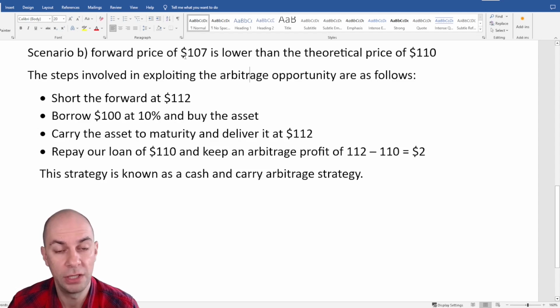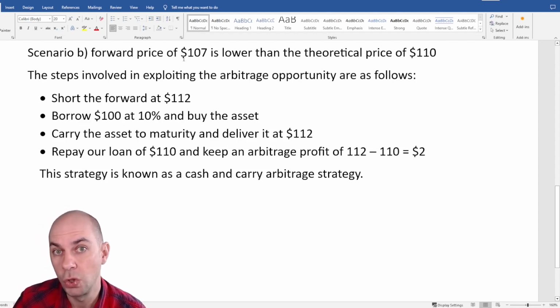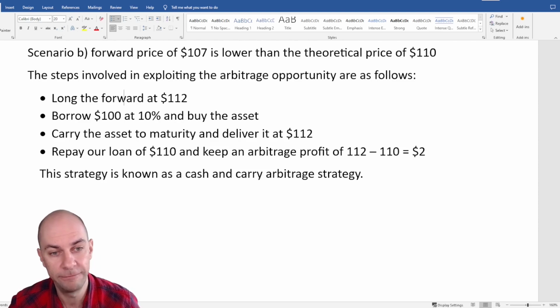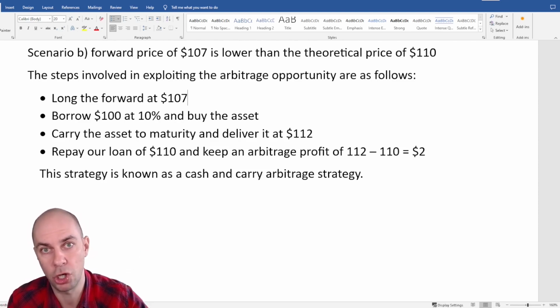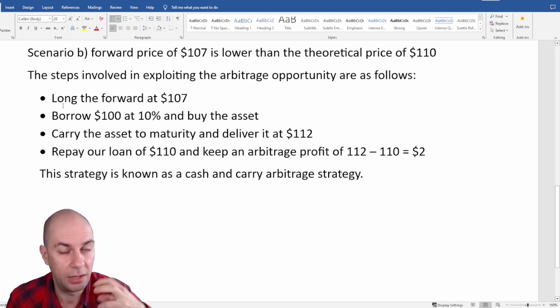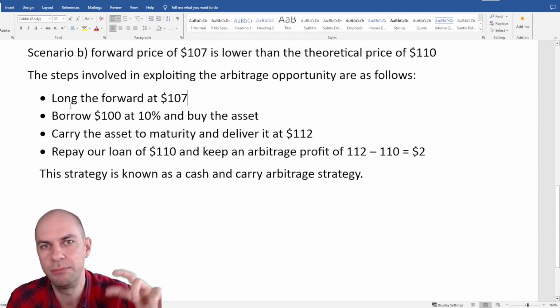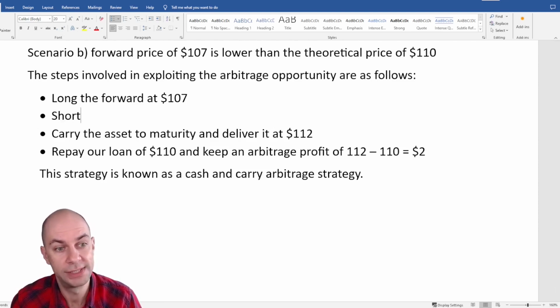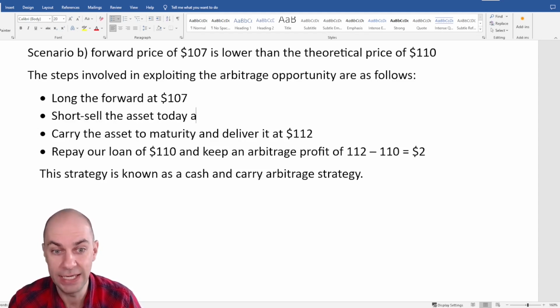So now, because the forward price is too low, I'm going to want to exploit that by buying the forward, by longing the forward, by promising to buy the asset at a future date. So the word here, of course, will be long the forward at 107. Now, remember what that means? That simply means that I'm promising to buy that asset in a year's time at $107. Okay, so what I'm going to do today then, always remember, you want to offset. If you're going to be buying something in the future, you want to be selling it today. So what we're going to do here is short sell the asset today at $100.